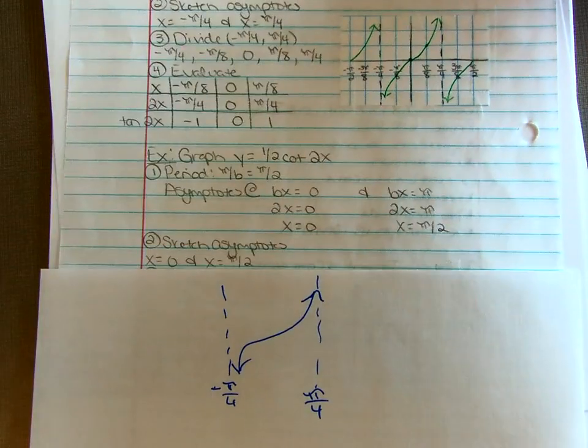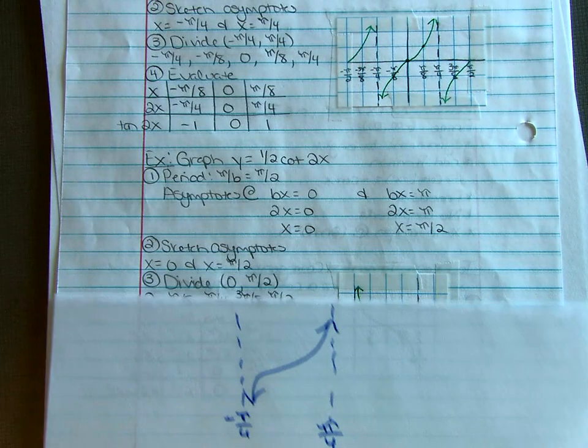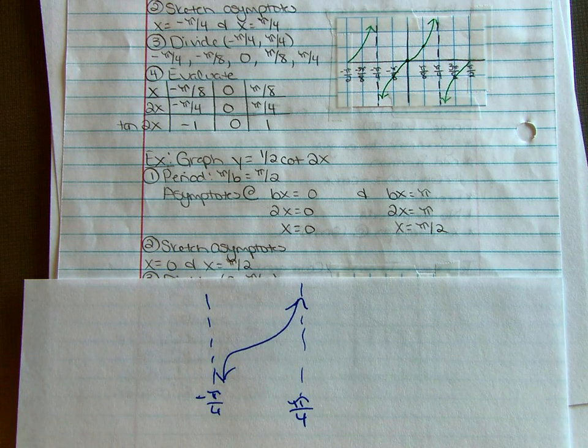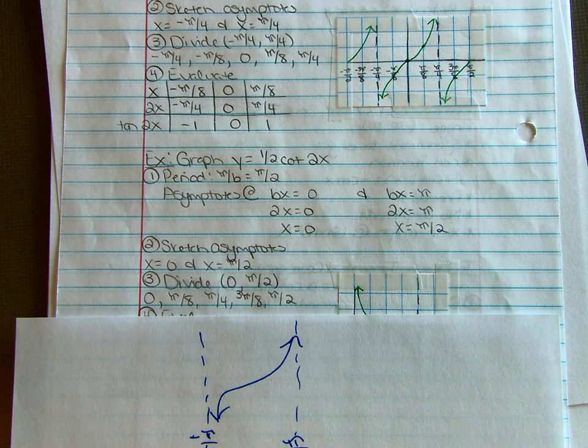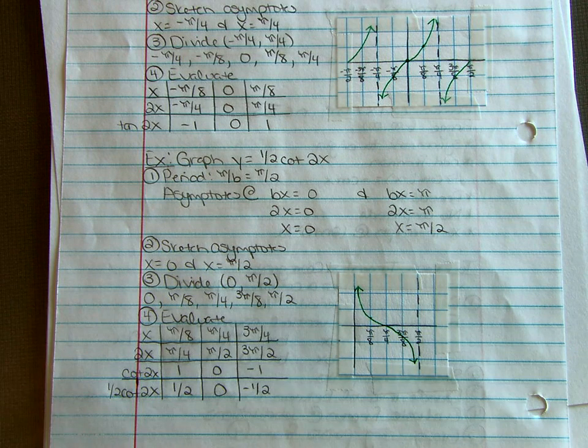So next we would sketch a graph of those. And we would need to divide our interval from 0 to pi over 2 into 4 equal segments. So we're going to have 0, pi over 8, pi over 4, 3 pi over 8, and pi over 2. Again, what I did is I took pi over 2 times 1/4, pi over 2 times 2/4, pi over 2 times 3/4. And that gives me my subdivisions. Then we evaluate.